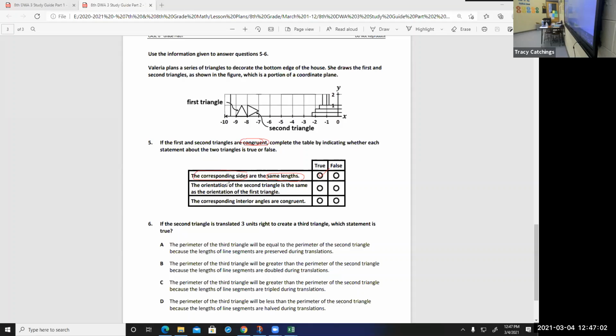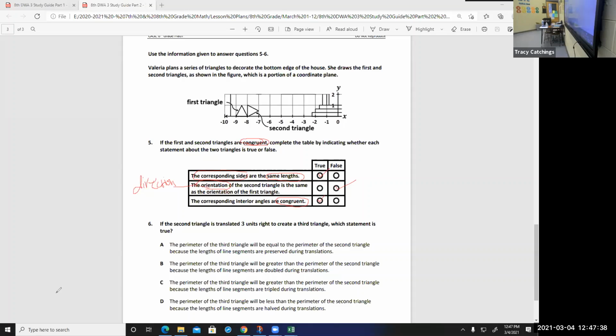The second one said the orientation of the second triangle is the same as the orientation of the first. Orientation is the direction of it. So looking at those triangles that they have given us, we got the first one, we got the second one. Would you say they go in the same direction? The right one was turned over. All right, the last one said the corresponding interior angles are congruent. Good job, that is correct. Sides and angles are also going to be the same.